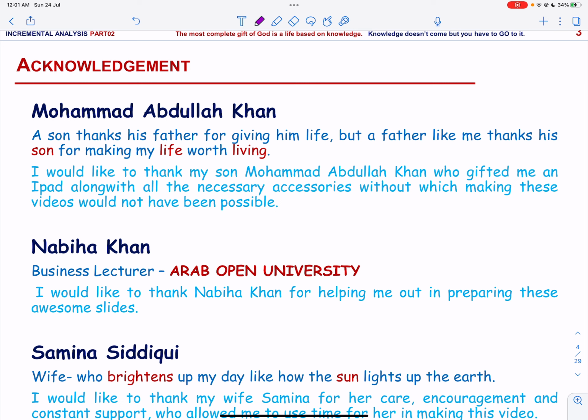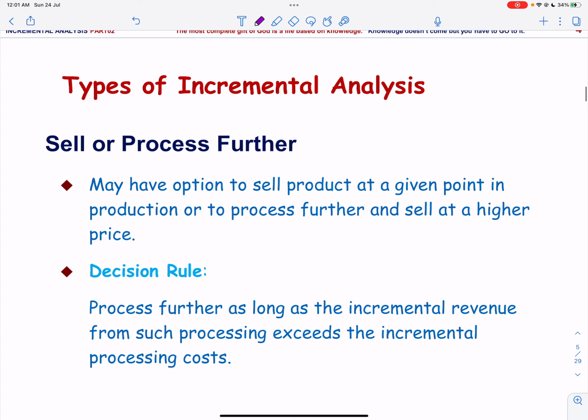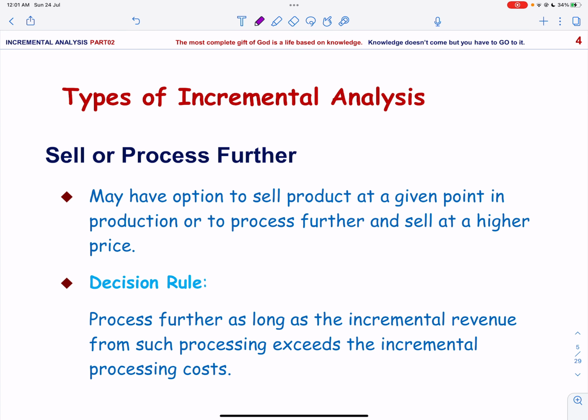Let us first look into how incremental analysis helps to determine whether to sell or process materials further. The sell or process further decision is the choice of selling a product now or processing it further to earn additional revenue. This choice is based on an incremental analysis of whether the additional revenues to be gained will exceed the additional cost to be incurred as part of the additional processing work.